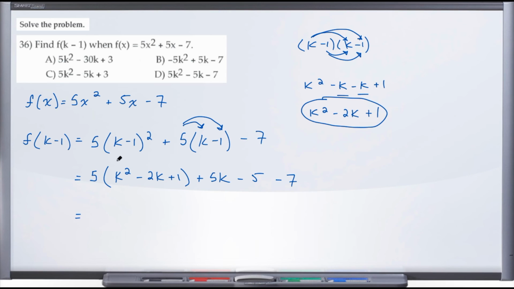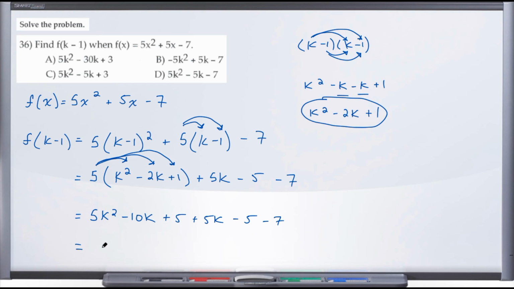All right, continuing to clean this up. Let's distribute this 5 to each of the terms in our trinomial. So we have 5 times k squared is 5k squared. And 5 times negative 2k is negative 10k. 5 times 1 is plus 5. And then we just have our plus 5k minus 5 minus 7.